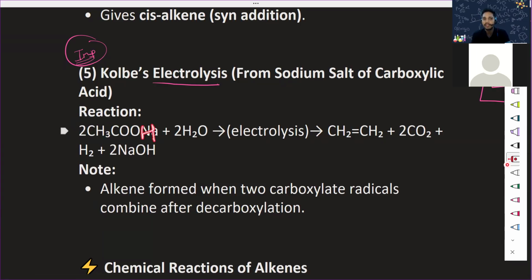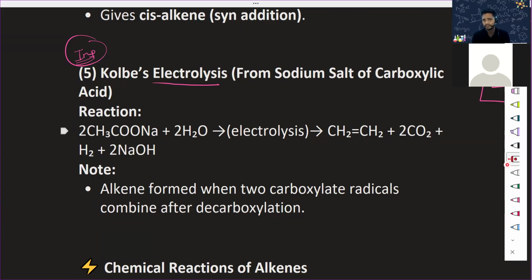Instead of Na, if it is H, it is an acid, right? Now that H is replaced by sodium, so it is the sodium salt of acetic acid. Inside the water they have mixed it. Electrolysis means electrodes are dipped and electricity is passed from there. That is the sodium salt of carboxylic acid.